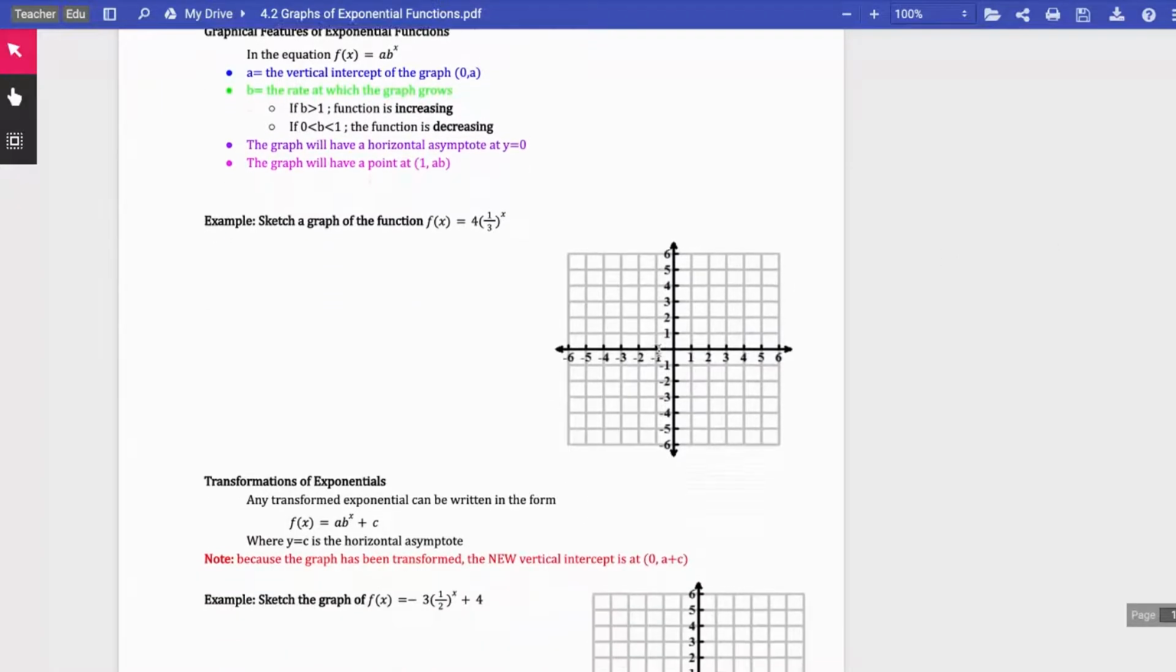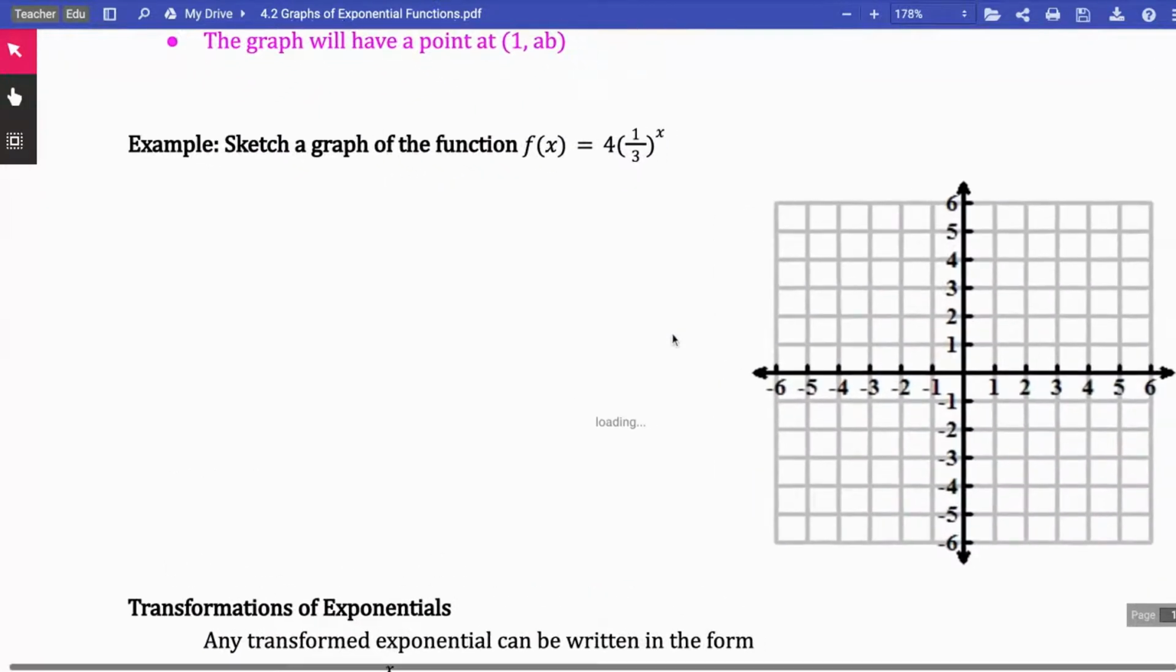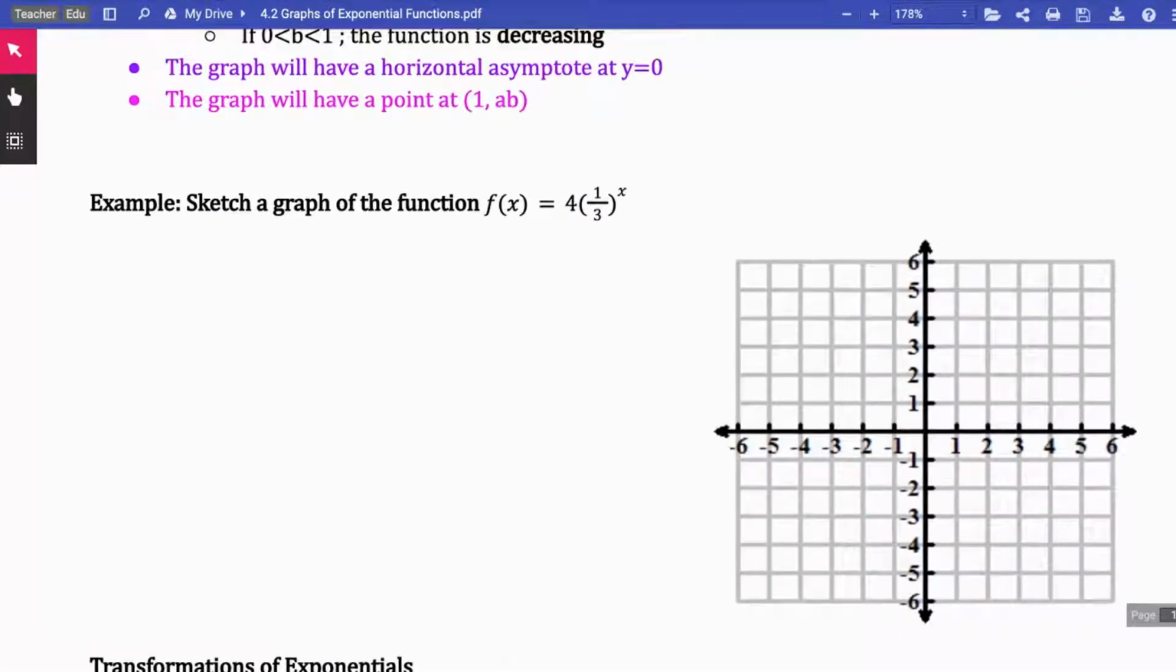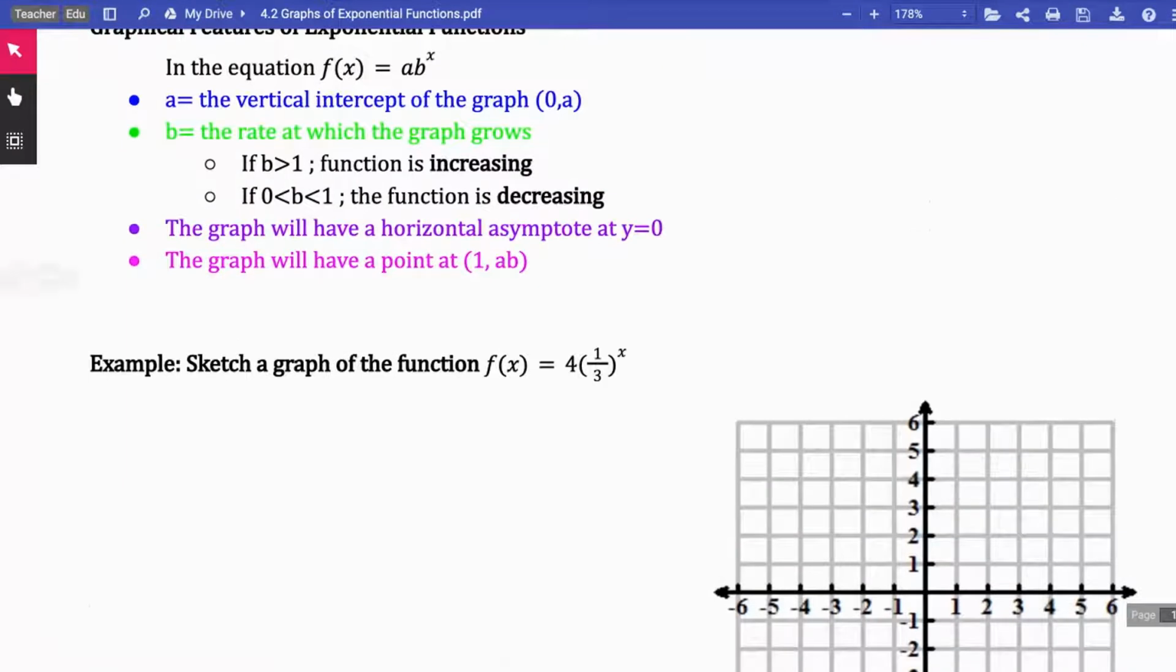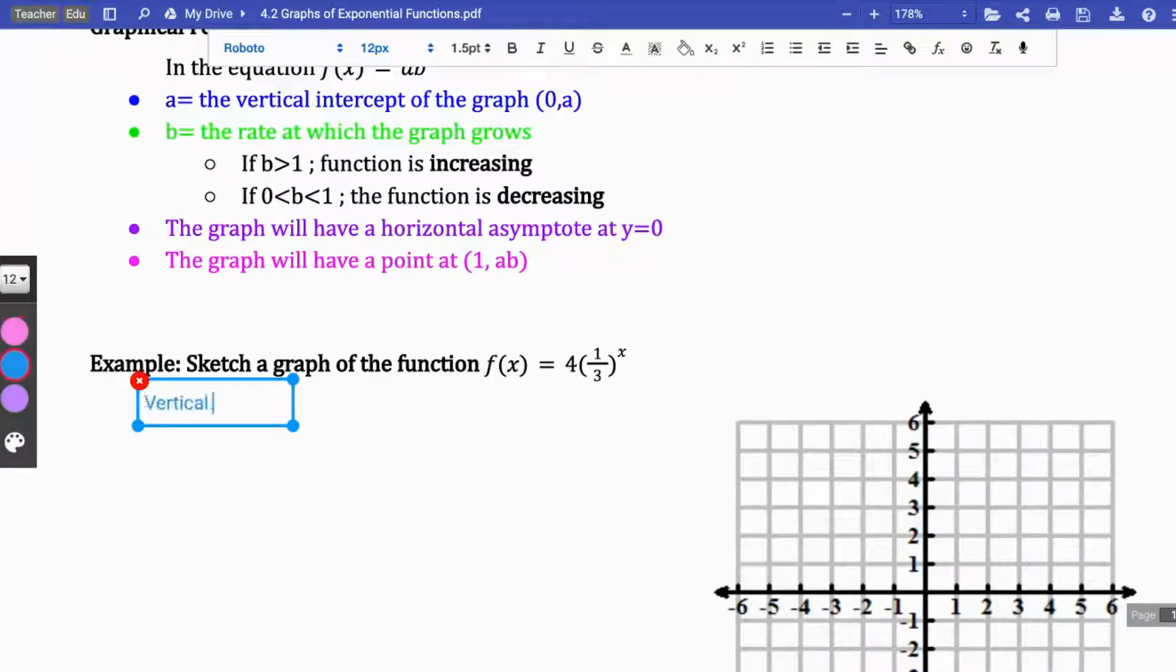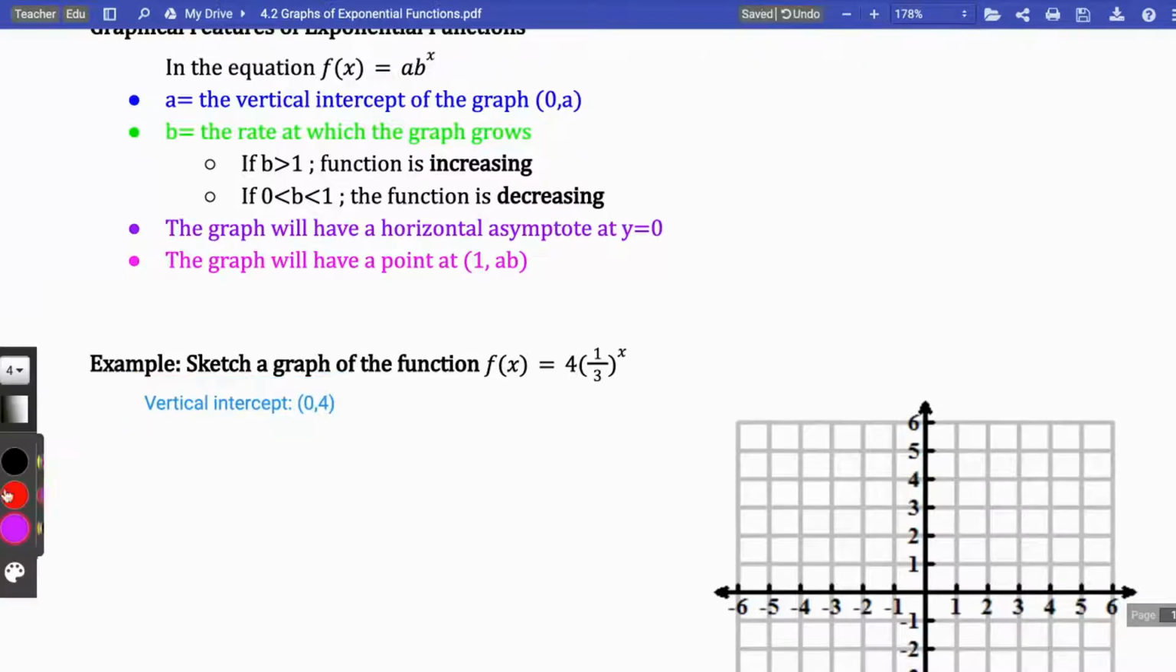Okay? So in this first example, we're going to sketch a graph of the function f of x equals 4 times (1/3) to the x. So I'm going to just start with identifying the things that I know. First off, I know that it's got a vertical intercept at (0, a). So my vertical intercept in this case is going to be at 0, and then my a value is 4, so (0, 4). And I'm just going to go ahead and graph that. (0, 4), there's my vertical intercept.